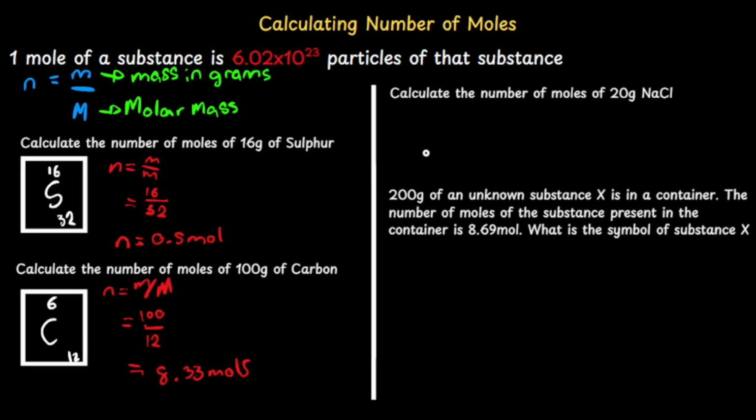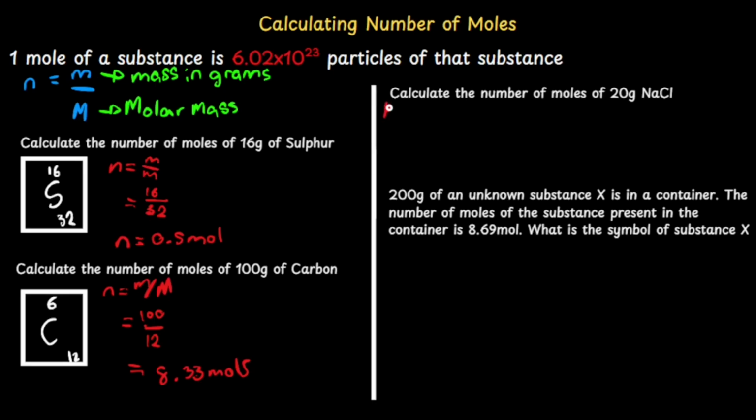Let's look at the third question that we are going to attempt together, and that asks us to calculate the number of moles of 20 grams of NaCl, sodium chloride, which is your table salt. Now, in order to calculate number of moles, we of course need the molar mass of the substance we are working with. Let's look at the information that was given. We have the mass of the substance in grams, we have the substance itself, but we do not have the molar mass of the substance, which means we have to calculate the molar mass of the substance first.